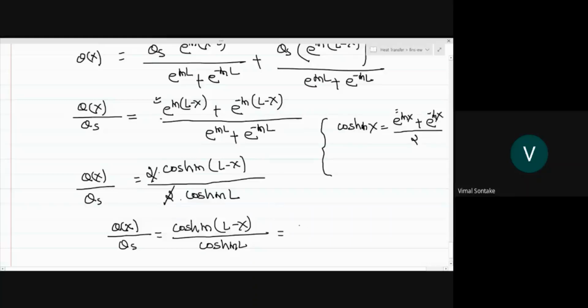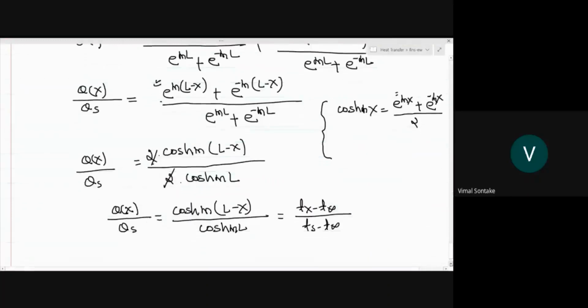And theta x is nothing but Tx minus T infinity, and theta s is Ts minus T infinity. So this way I can get an equation to calculate this unknown temperature Tx at any distance x from the base surface along the length of the fin, for the boundary condition when the fin attached to the base surface is insulated at the tip. So let me highlight this.